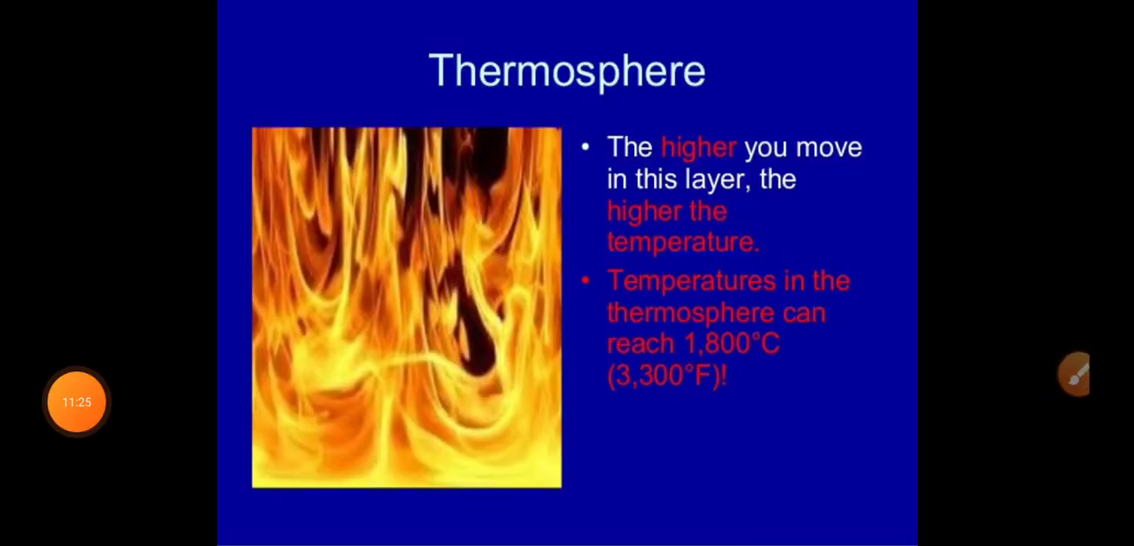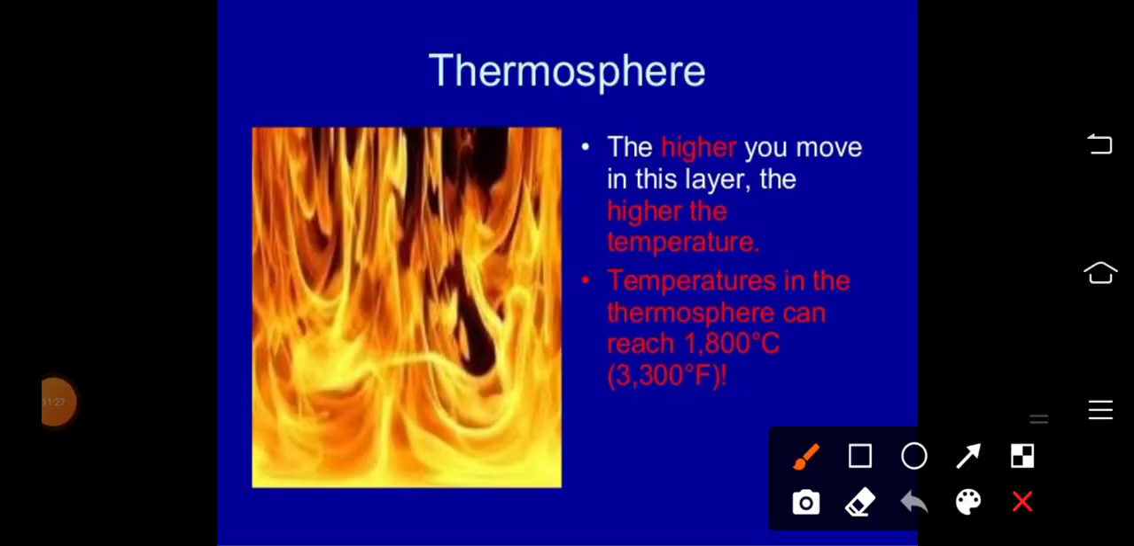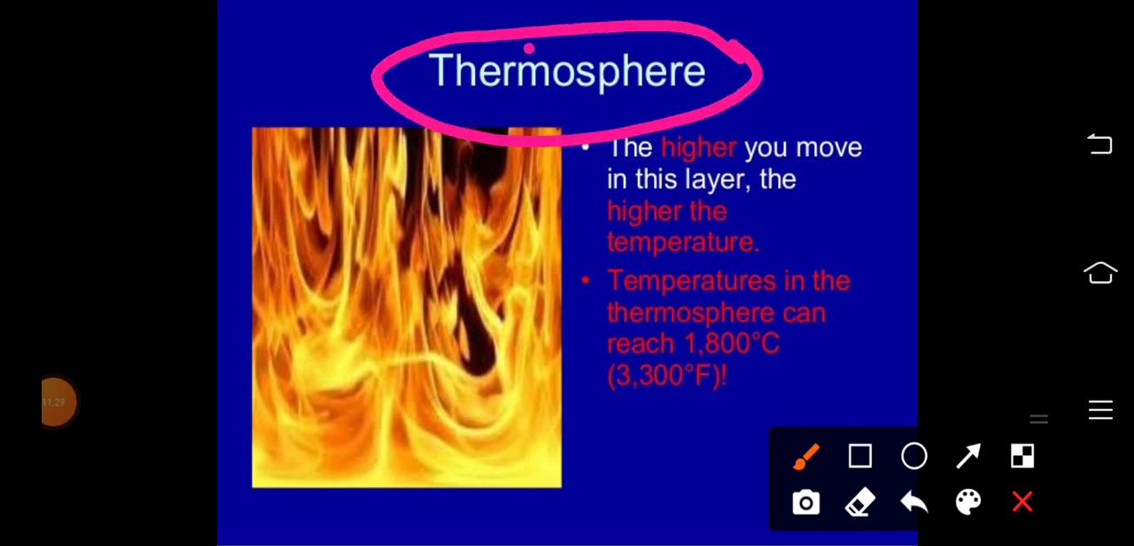Yes, next, the fourth layer, that is the thermosphere, something related to temperature, isn't it? Yes, this is the layer in the atmosphere which has very high temperature.